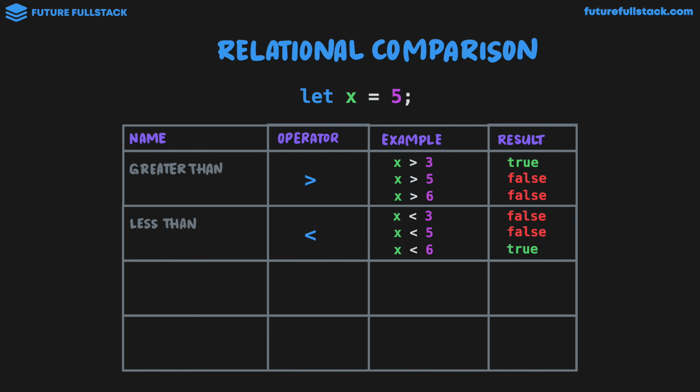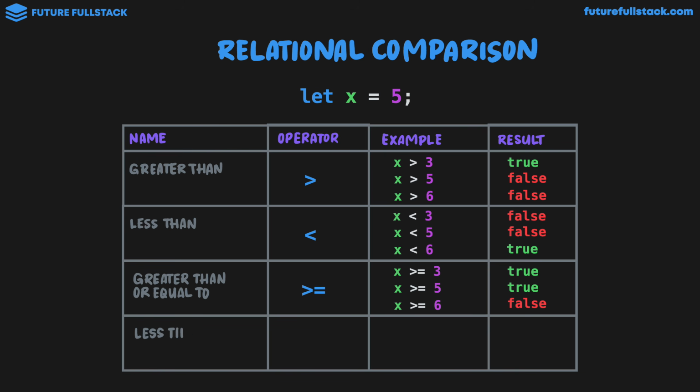The next one we have is greater than or equal to. And it looks like this, a right angle bracket followed by an equal sign. Looking at some examples, is x greater than or equal to 3? This is true. 5 is greater than 3. Is x greater than or equal to 5? This is true, because 5 is equal to 5. And is x greater than or equal to 6? This is false. 5 is not greater than 6.